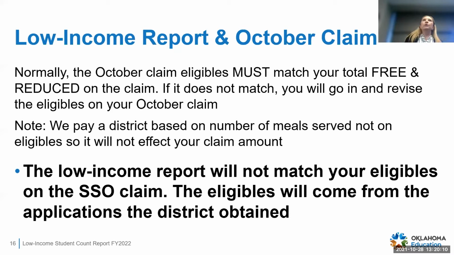Normally, when you do your low income report, we look at your low income report and we match it to your free and reduced eligibles on that October claim. Well, as you know, the October Seamless Summer claim does not ask you for your free and reduced totals. It asks for your enrollment. So there's technically nothing we're going to go back and match to, but we will, when we get your form, make sure what you print and send to us is what you put in the system.